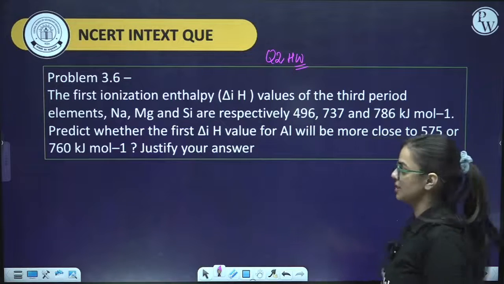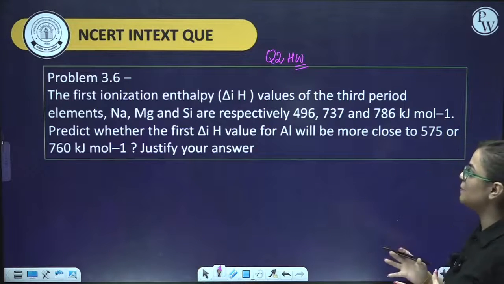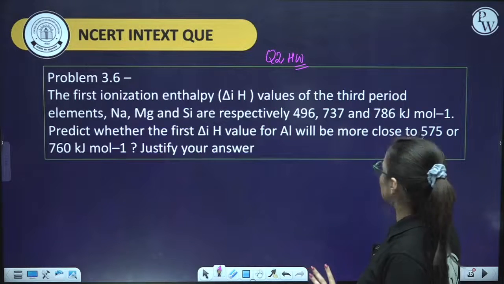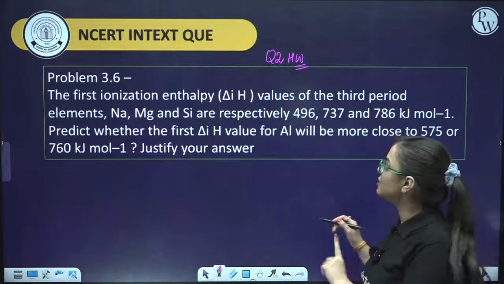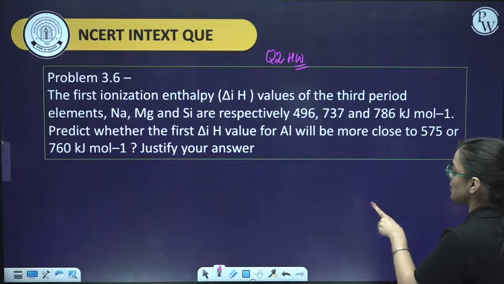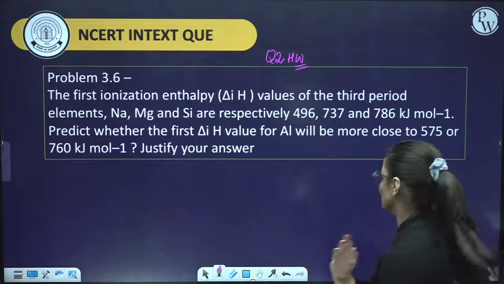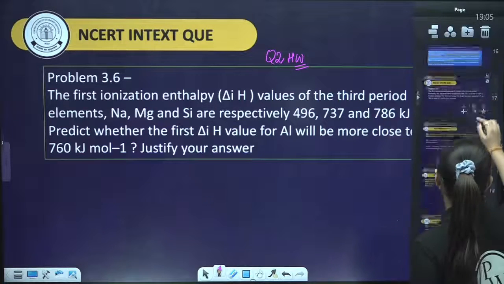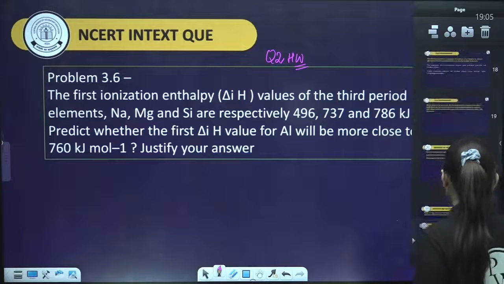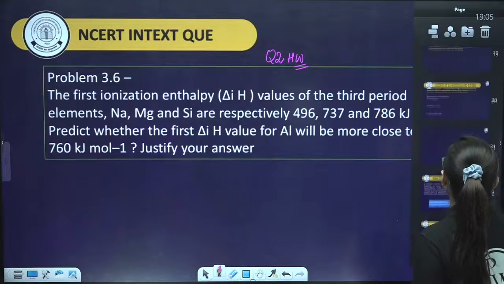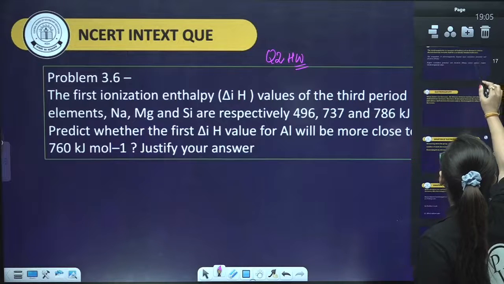Problem 3.6. The first ionization enthalpy values of the third period elements, sodium, magnesium and silicon, are respectively provided to you. Predict whether the first ionization energy for aluminium will be closer to this or this. Justify your answer. They have given you the values. So this is one more homework question, NCERT in-text question 3.6. You can pause the video and write it down, students. Next question as a homework which I have already given to you.